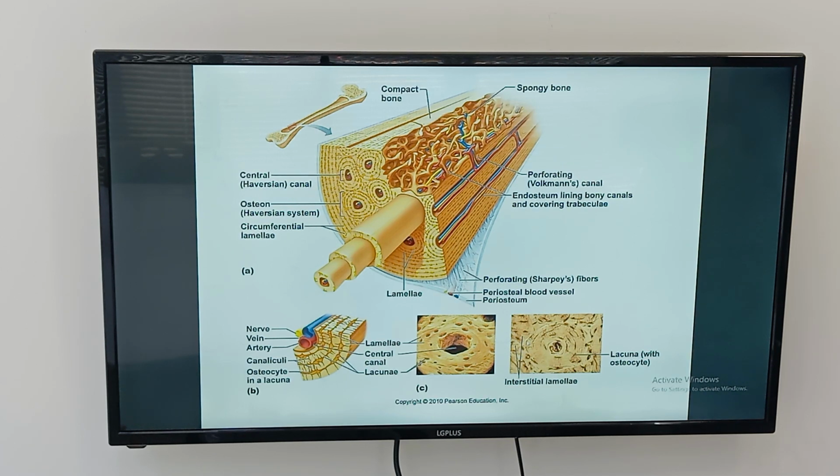You can see here a cross section. These parts, the beige ones, are the interstitial lamellae. Of course, a lamella is a thin structure in the bone. And this one is a lacuna with an osteocyte.